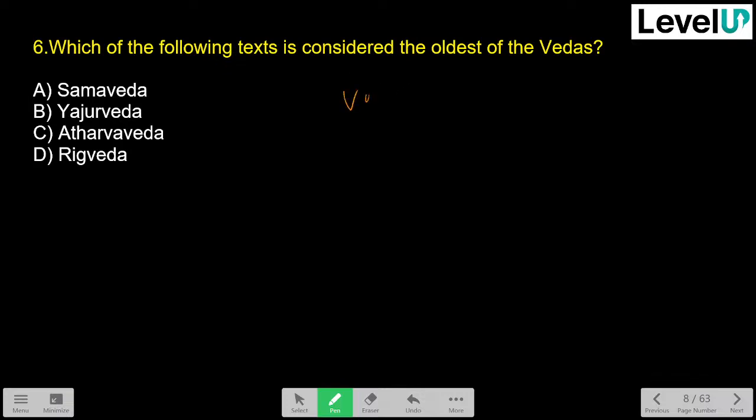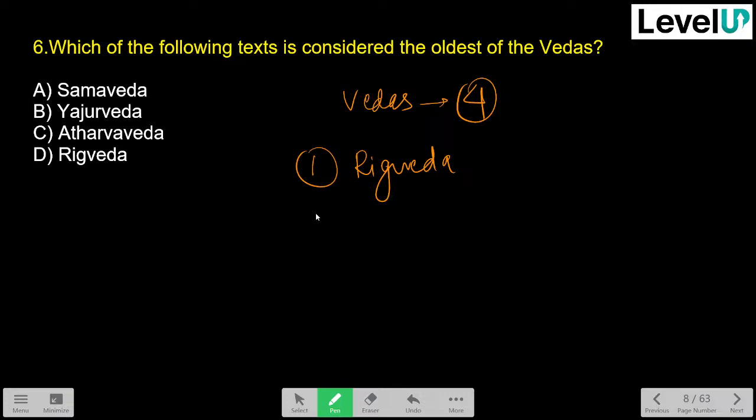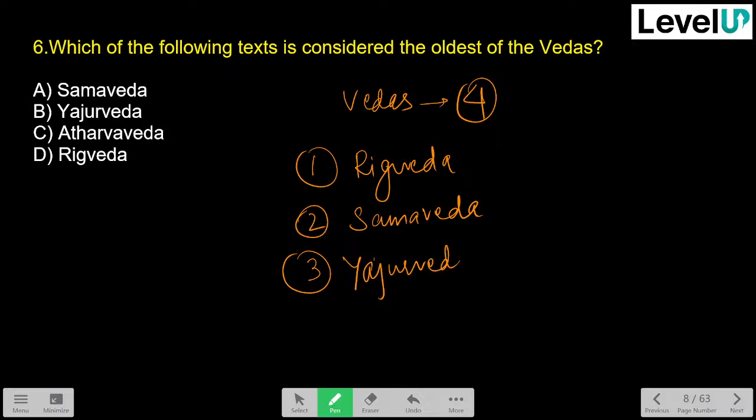As you know, Vedas are of four types. What are they? First is Rig Veda. Second is Sama Veda. You must have heard about these types of Vedas or must be knowing this. Third is Yajur Veda and fourth is Atharva Veda. So these four Vedas are there, and the oldest one is the Rig Veda.